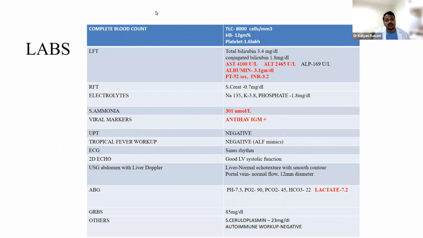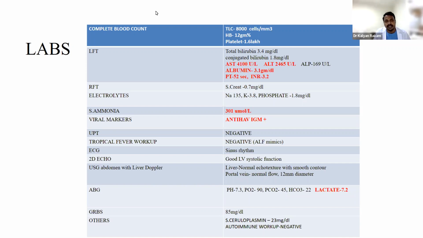Her TLC is 8,000, hemoglobin is 12, platelets are normal, and there's a gross derangement of her liver function test. Her bilirubin is 3.5, which is elevated. Her enzymes, SGOT and SGPT, are in the thousands. Albumin is 3.1. Her INR is also 3. RFT and electrolytes are normal. There is hypophosphatemia, 1.8 mg per deciliter. Ammonia is very high, it is 301. And looking at her viral markers, anti-hepatitis A IgM is positive. Urine pregnancy test, tropical fever workup, echo, these are all negative. Her ABG shows high lactates. So these are the lab findings.